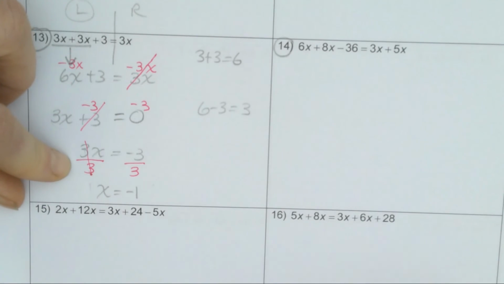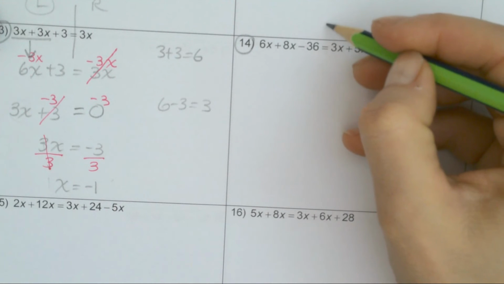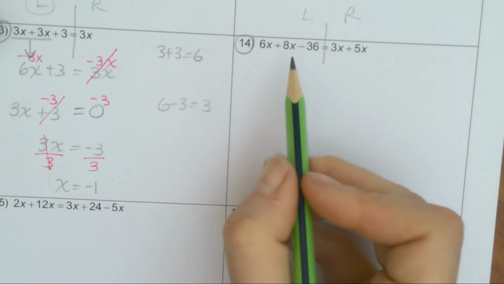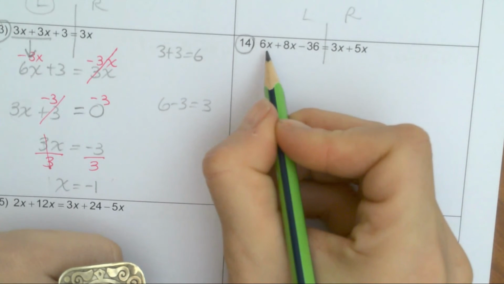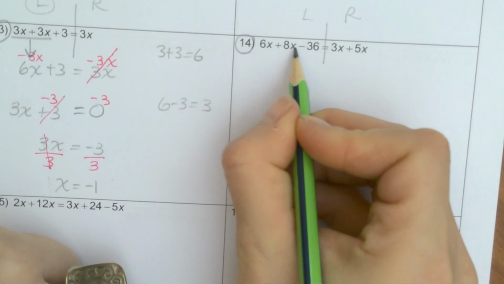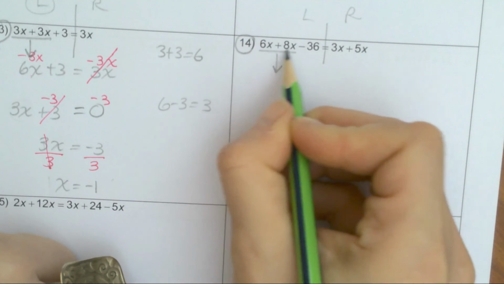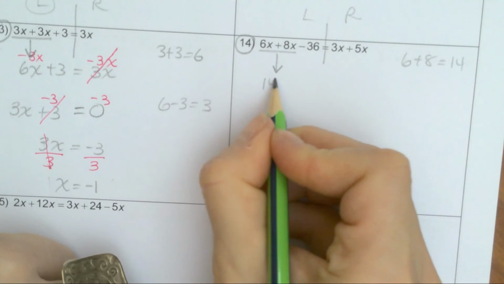Okay, let's look at 14, because there's like lots of stuff on this. Cut it at the equal sign to make the left and the right. Can we simplify the left side and the right side before we start to solve? This is 6x, 8x. They both have x's, so they are like terms, so I can put them together. 6 plus 8 equals 14. So this is 14x.